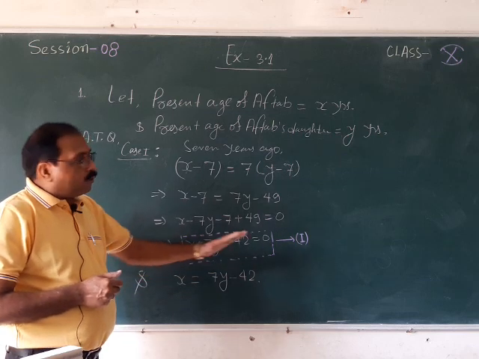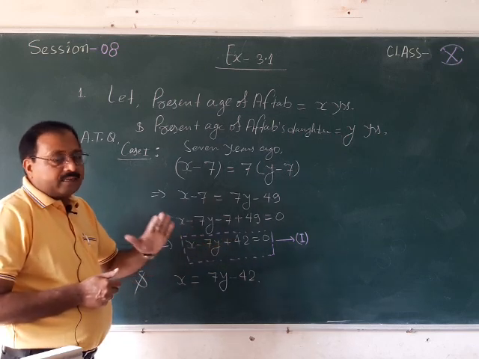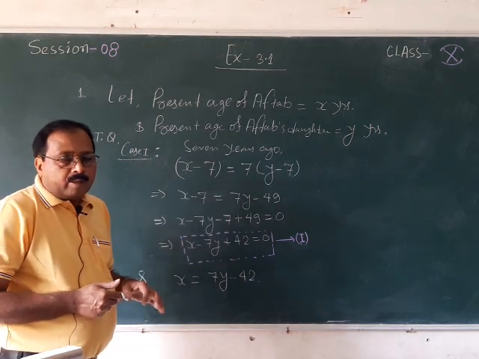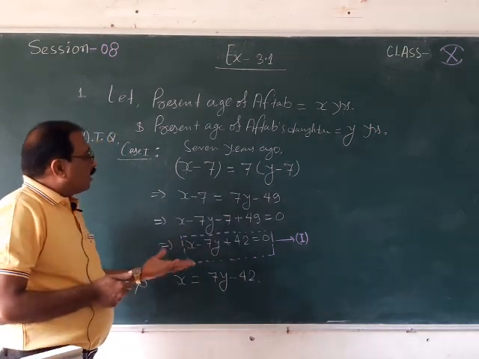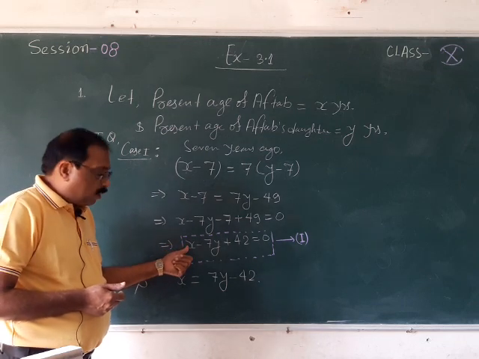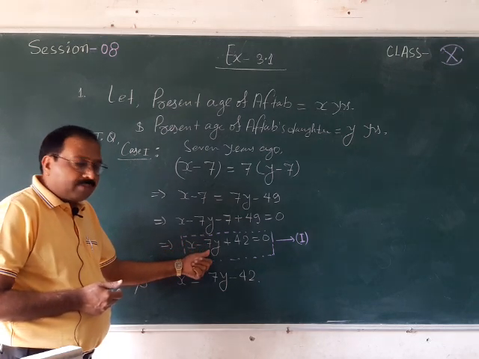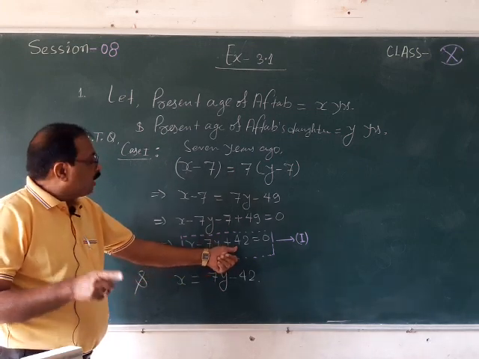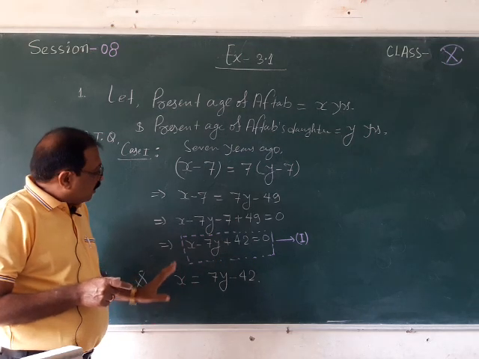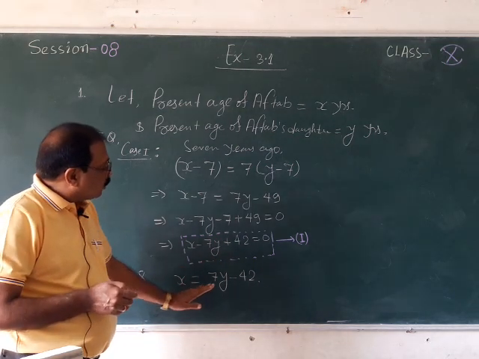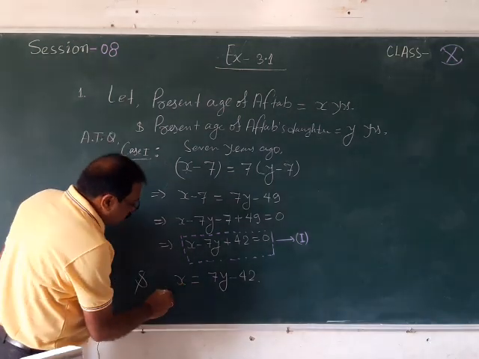So after writing the equation, I can clearly understand that when I compare this equation with the standard form, I get the value of a1 as 1, the value of b1 as minus 7, and the value of c1 as plus 42. And for the solution, I am arranging it again, that will be x equal to 7y minus 42.